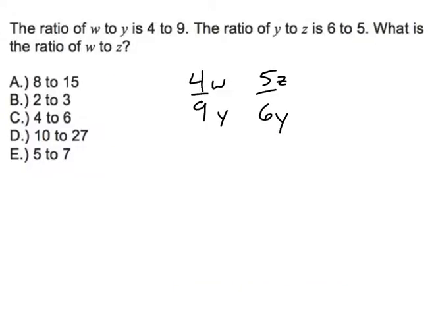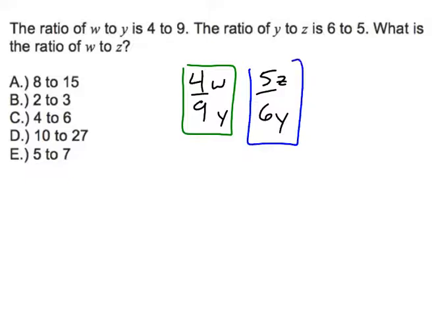So here's an example. Ratio of W to Y is 4 to 9. So as you can see, I wrote 4 for W, 9 for Y. And then the ratio of Y to Z is 6 to 5. A little tricky here. You'll notice the order switches.